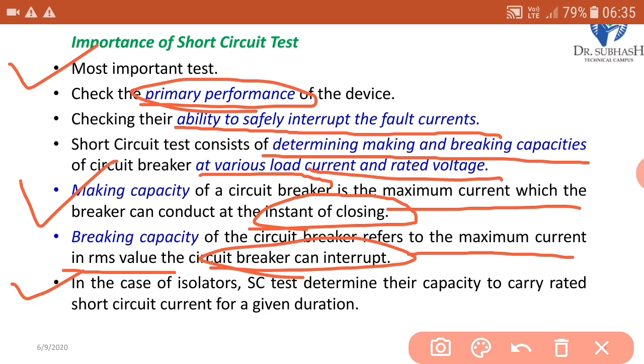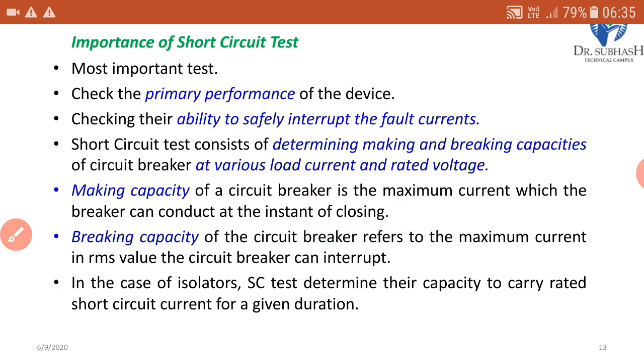In case of isolators, short circuit test determines their capacity to carry rated short circuit current for a given duration. So we can ensure this also during this test.